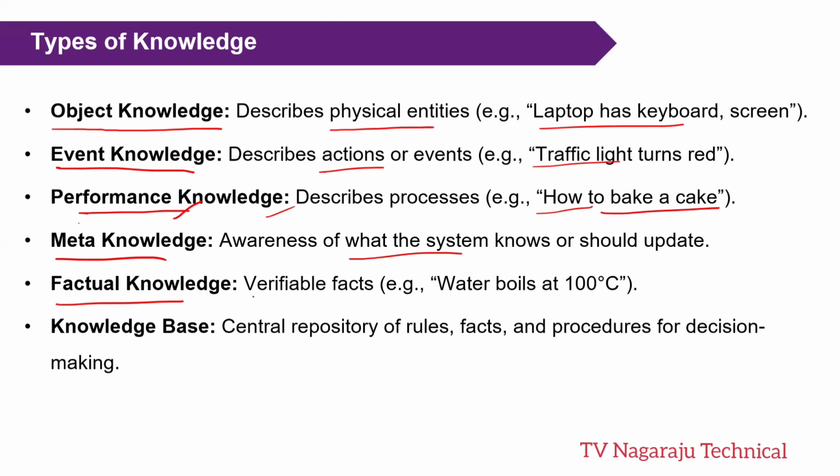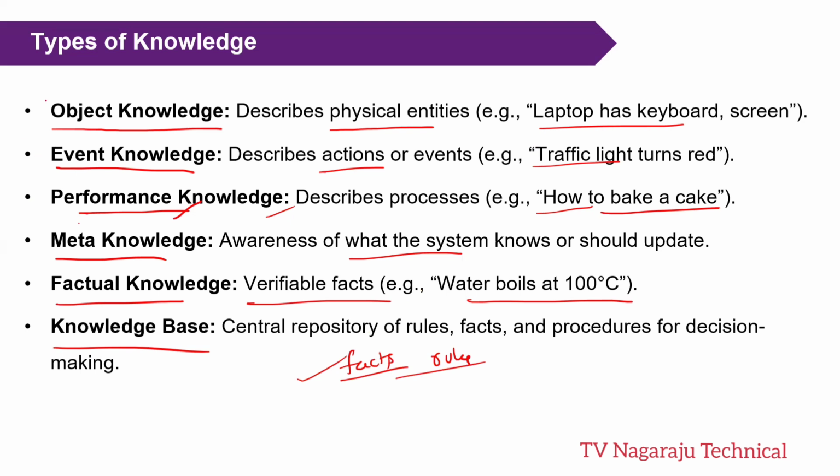Factual knowledge means verifiable facts or verifiable states. For example, water boils at 100 degrees. It serves as the basis for AI for reasoning and making decisions. Finally, the knowledge base is a centralized source for maintaining the different facts, rules, and procedures. Based on this, AI systems can make decisions and address problems.